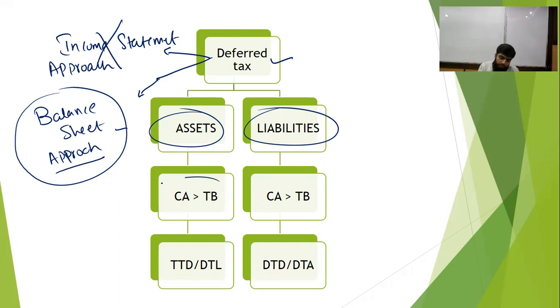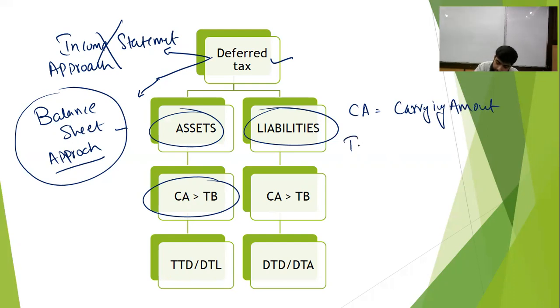The rule is: if the carrying amount, CA, stands for what? It's not chartered accountant. It means the carrying amount. If the carrying amount is greater than the TB. TB stands for trial balance? No, it's tax base. If the carrying amount is greater than the tax base.